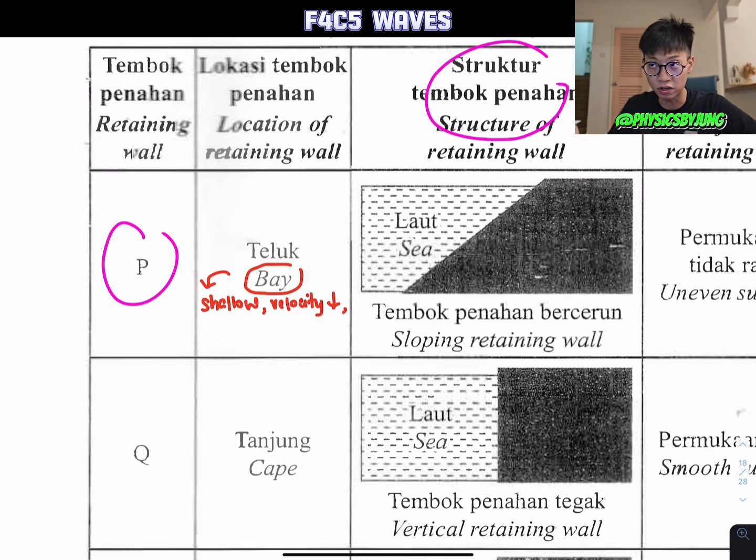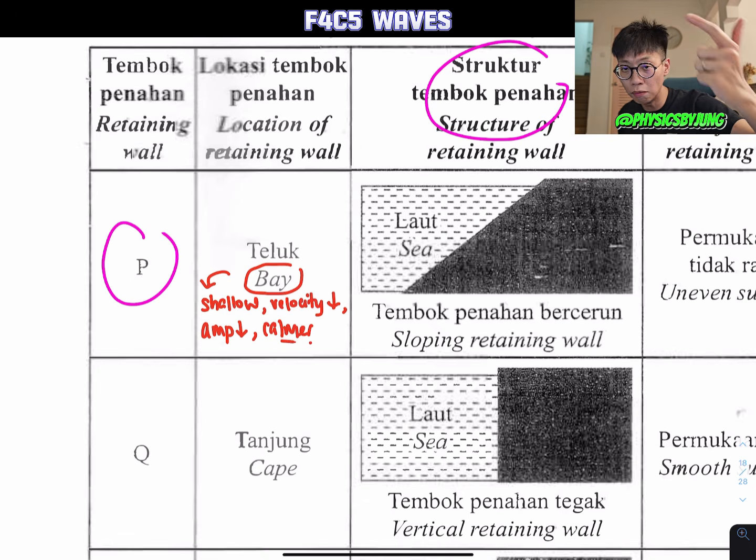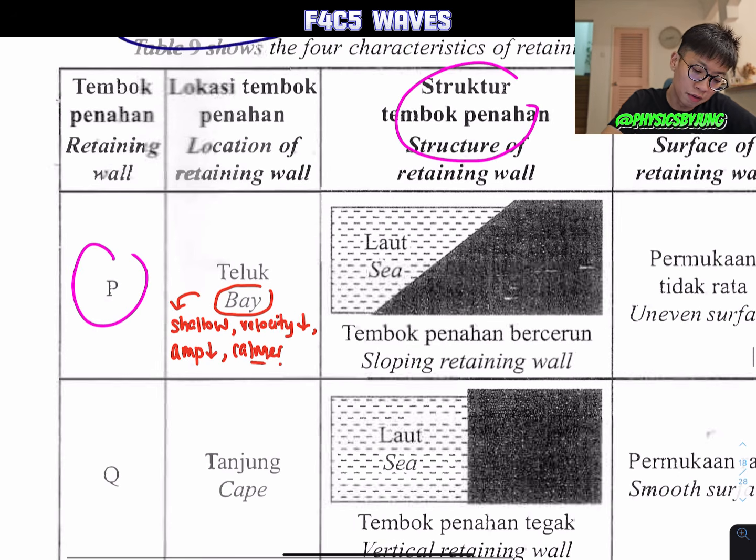If you have a lower velocity, therefore you can also say your amplitude is lower, so your wave will be calmer. Okay, I write short form like this, point form, but in the exam, make sure you elaborate your sentences. You can say that because at the bay the sea is shallower, the velocity of the wave decreases, lower amplitude, so the waves are calmer. Good enough, alright? Now, why do you want a sloping retaining wall?